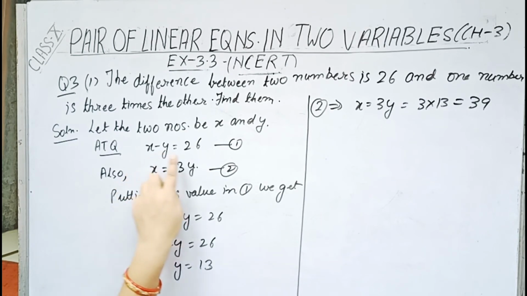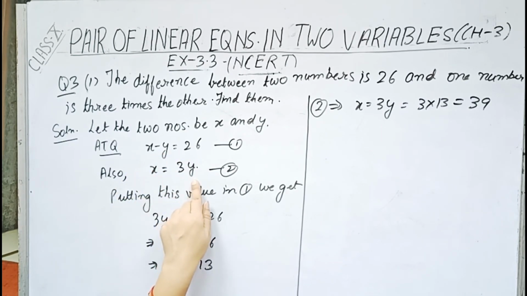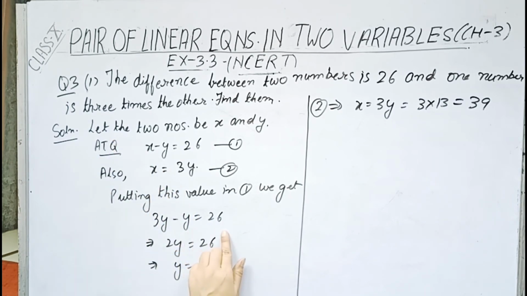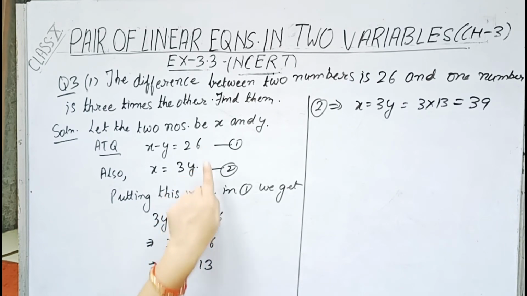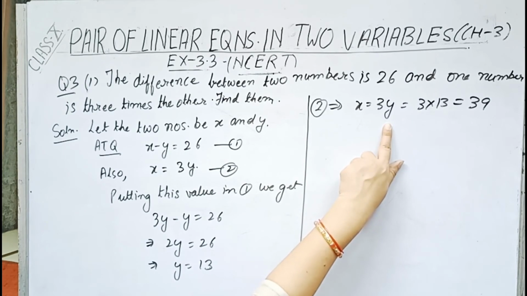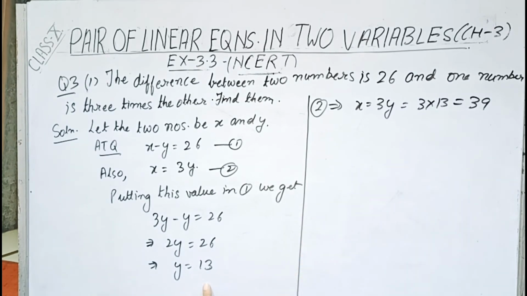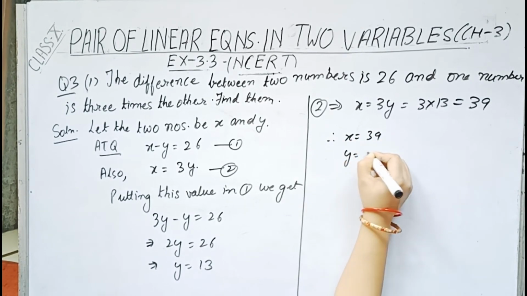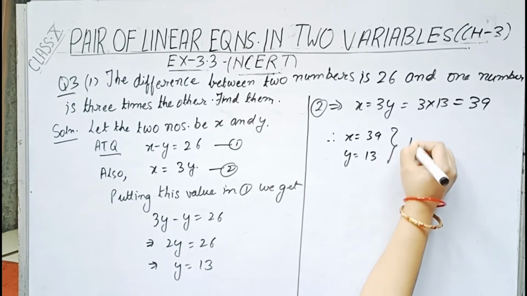So we have got two relations, x minus y equals 26 and x equals 3y. Now substituting this value of x in equation 1, we get 3y minus y equals 26. This implies 2y equals 26, implies y equals 13. Putting this value of y in either of 1 and 2, we will get the value of x. Equation 2 implies x equals 3y, so 3 into 13, because y we have got as 13, is 39. Therefore, the answer is x equals 39 and y equals 13. Answer.